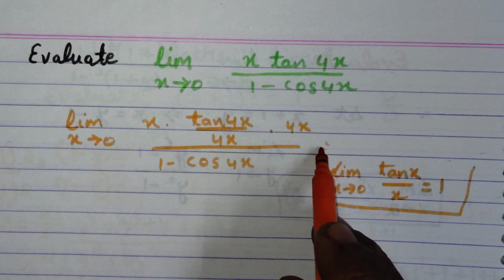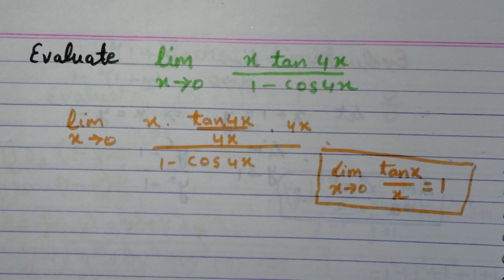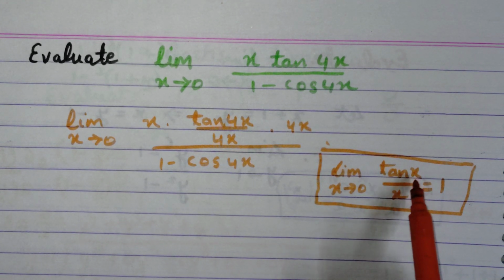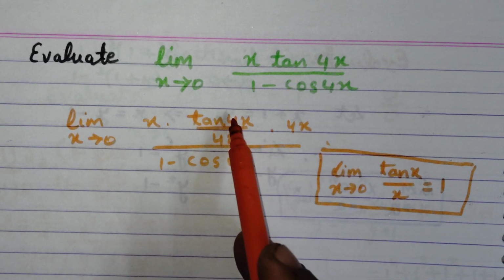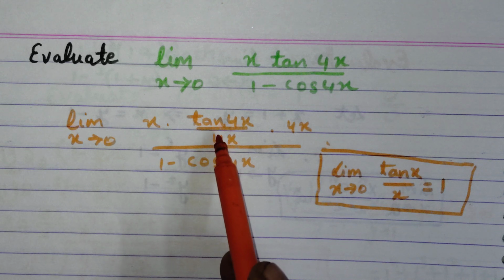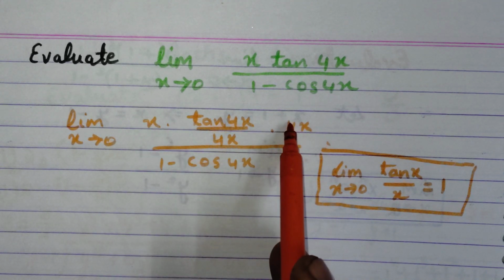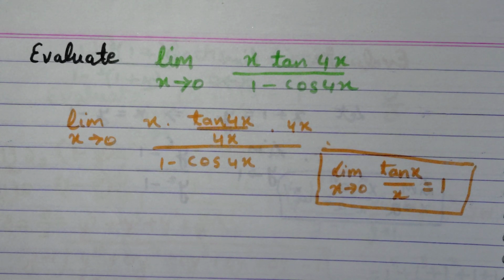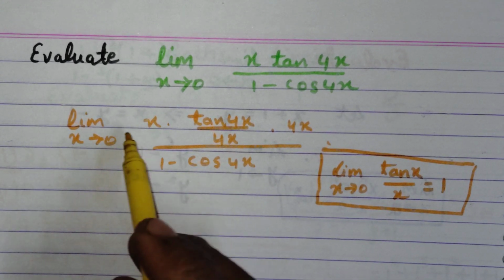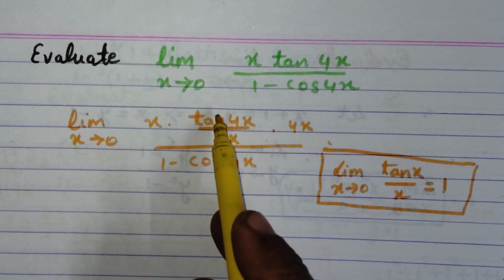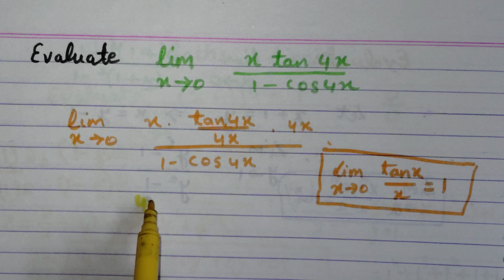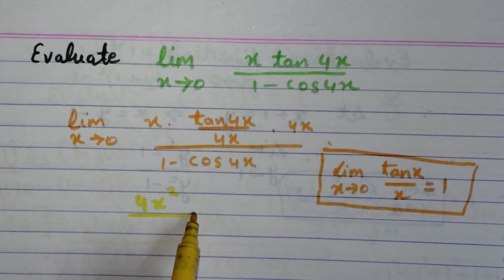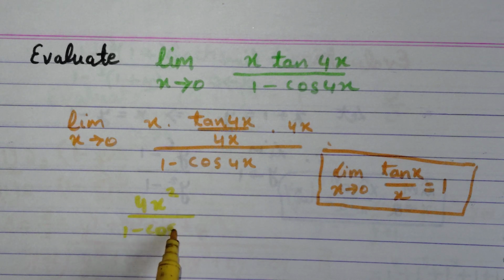So to use this identity, the angle of tan, that means x, should be divided by tan x with that angle. Here there is 4x in tan, so we need to divide by 4x. So we multiply numerator 4x and denominator 4x. Now this tan 4x upon 4x becomes 1. So what is left? x into 4x in the numerator, which means 4x square is left in the numerator upon 1 minus cos 2x.